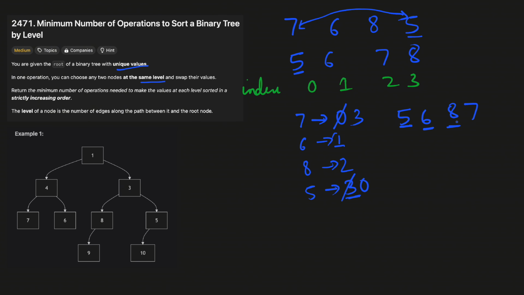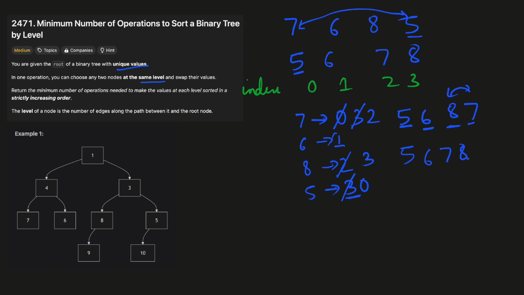So that means you have to swap this number 8 with the number 7 in the array. And for number 7, we can see that the index is 3. So we swap them. And now our array becomes 5, 6, 7, 8. And the updated indices will become 2 for number 7 and 3 for number 8.